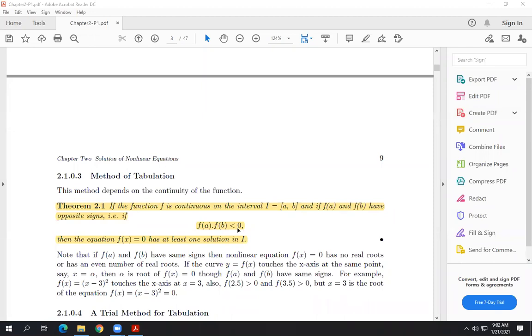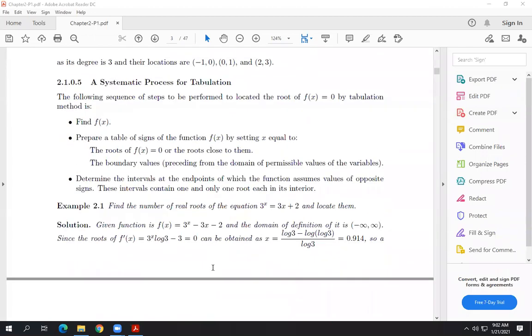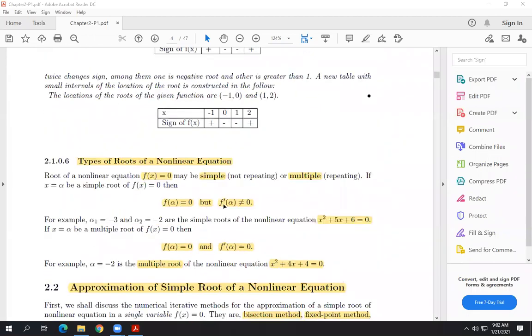Then I also told you alpha must be real. Alpha may be simple or multiple. Simple means the derivative should not be 0, and derivative equal to 0 means multiple. Multiple means repeating. Simple means not repeating. These are the things we discussed last time in detail. It means we have to use numerical methods for approximation of the simple and the multiple root. We will do, inshallah, today the approximation of the simple root.